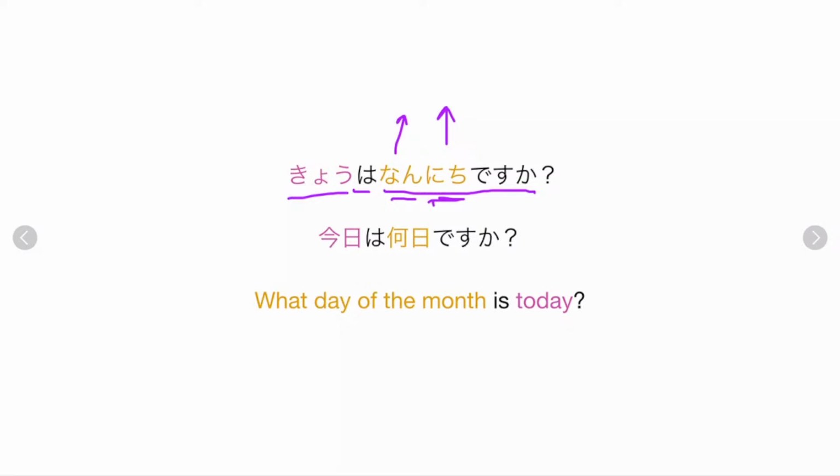And again, it's marked with wa. So in theory, even if this was gone, nannichi desu ka? What day of the month is it? Makes sense. And it would be assumed you're talking about today, and if you weren't talking about today, then you would need to specifically say something.